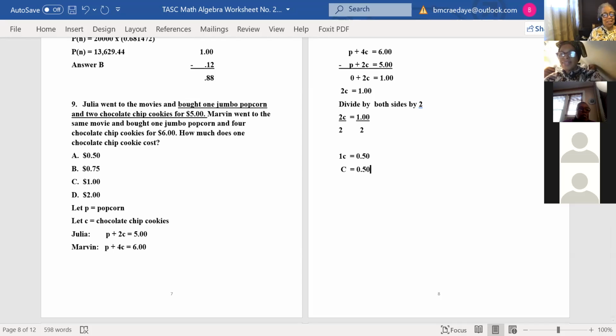That's why I went to money, because money is usually a pretty easy concept for people to understand. Half of a dollar is 50 cents, a fourth of a dollar is a quarter, which is 25 cents. So half of that dollar is 50 cents. So what's the answer, Mercedes? The answer is 50 cents. Answer A. That's right, because that's 50 cents. So one chocolate chip cookie costs 50 cents.